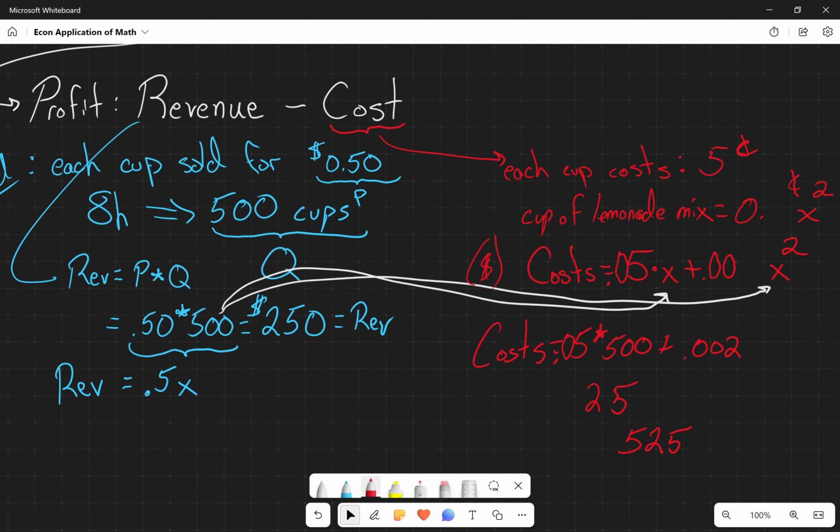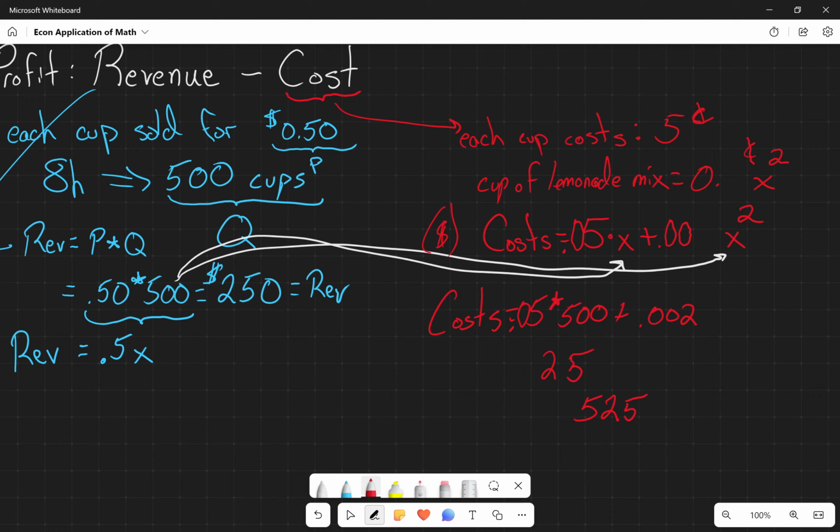Okay, so let's revise this example, and we'll keep the 5 cents per cup. The lemonade mix has got to be cheaper, so it's going to be something that is 1/100th of a cent. So it's going to be 0.005.